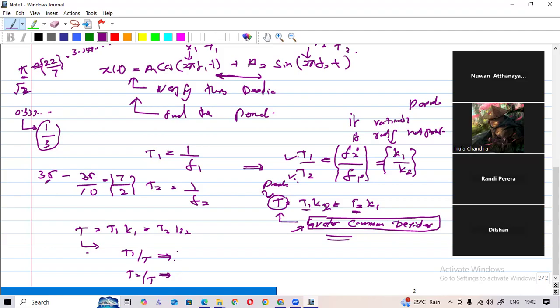Okay. So if it is not a rational value, you can't get a value for this T. So this signal will not be periodic. If this is not rational, this signal will not be periodic. That is a very important concept.